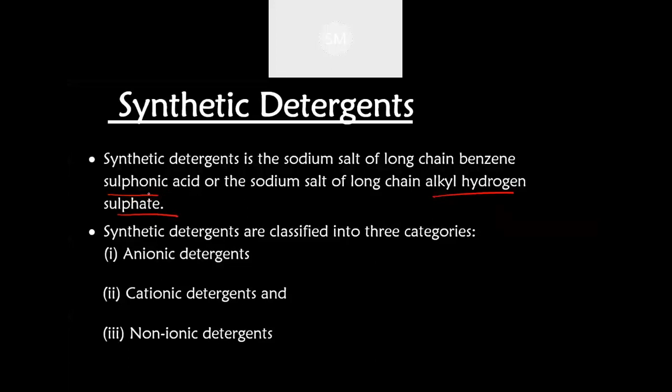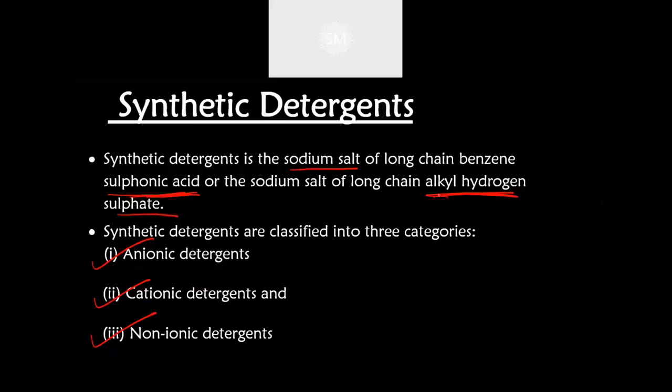So these compounds are formed now: synthetic detergents. Synthetic detergents are of 3 categories you can see here: anionic detergents, cationic detergents and non-ionic detergents. You need to study these 3. What a synthetic detergent is, you should know. These are sodium salts of long chain benzene sulfonic acid, or the sodium salt of long chain alkyl hydrogen sulfate. Long chain is there, along with that these are the groups present.